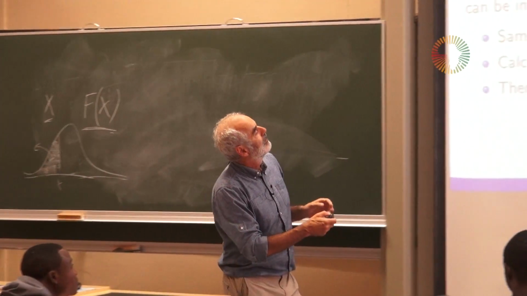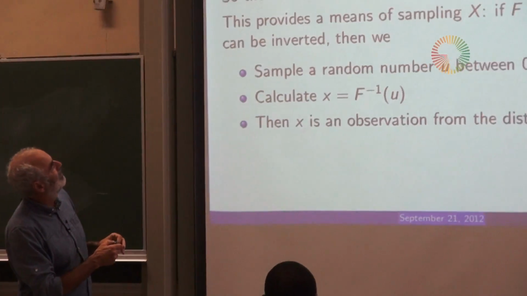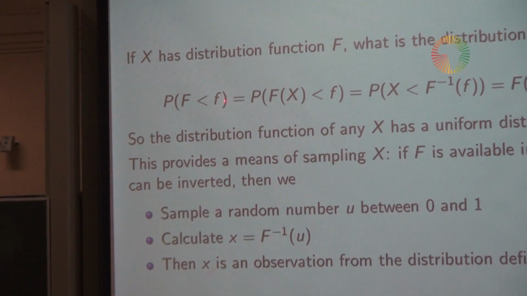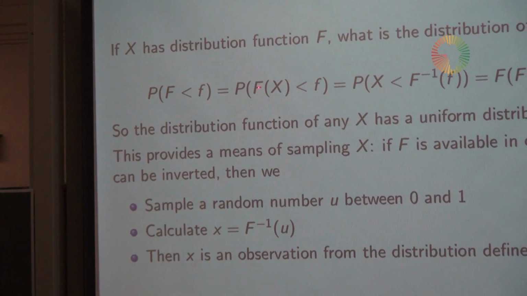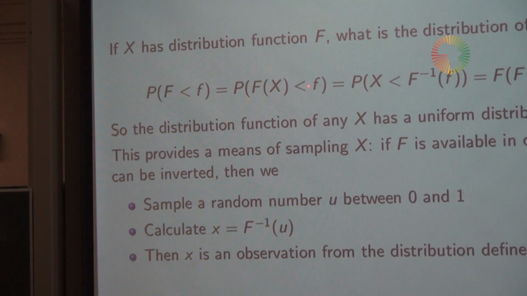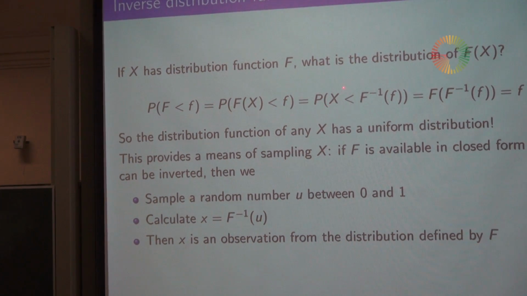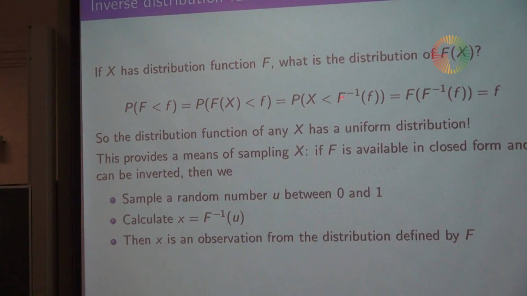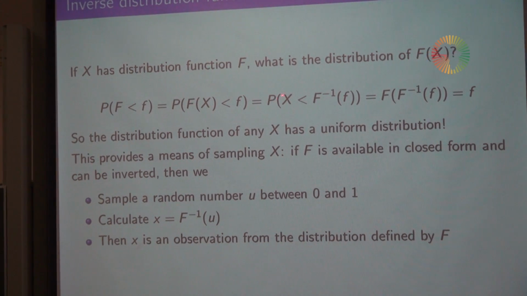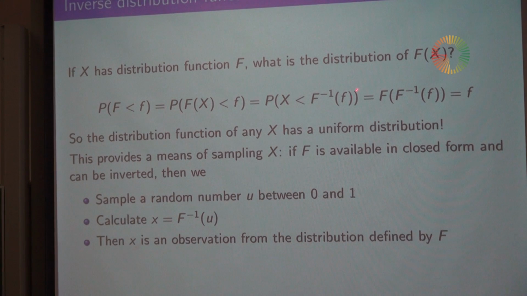Mathematically, it's quite a nice thing to prove. The probability that F of x is less than some value u: now I invert this, I take the inverse function. So it's the probability that x is less than F to the minus 1 of u. But this is just F itself. So now I've got F and its inverse. They cancel out and I just get u. And that's the definition of a uniform distribution.